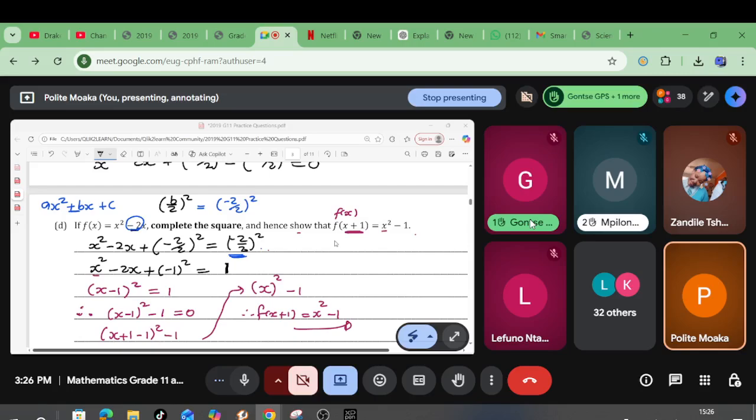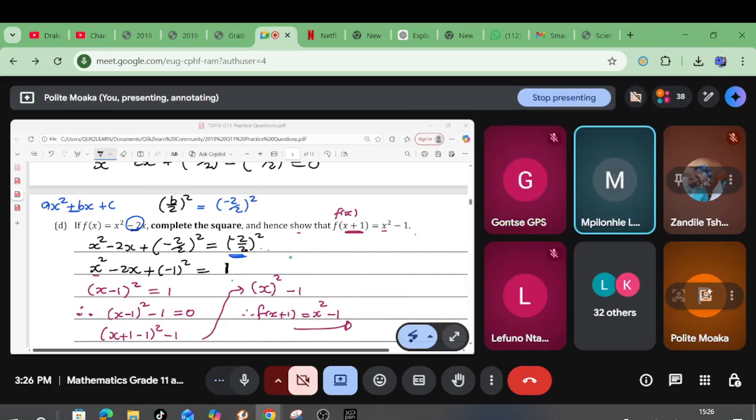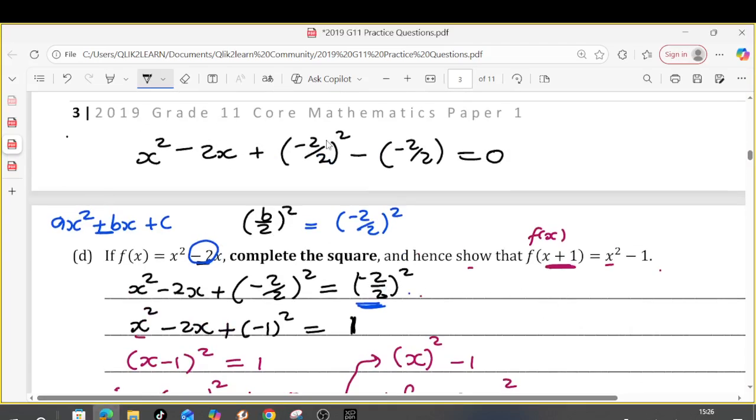Mpilo and Claire, you raised a hand. May I ask why on Zandile's method you didn't square them? Yes, like this one. Whatever we are adding, we should subtract. Thank you very much.